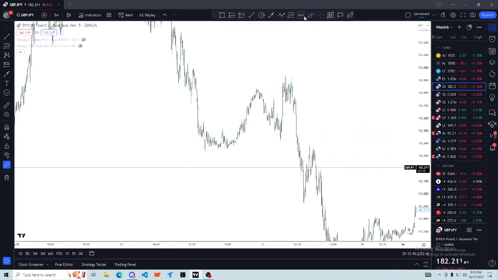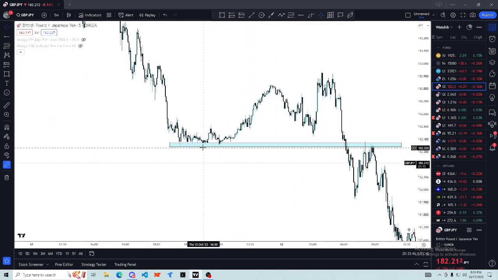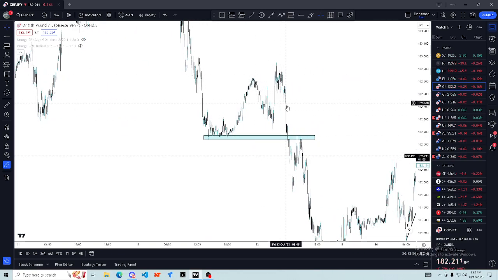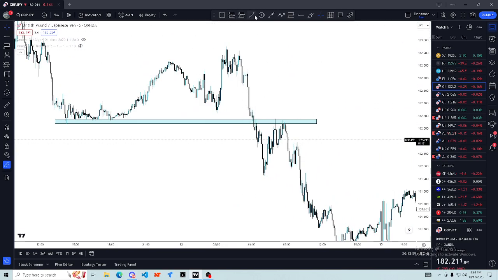You could also use breaks of support. You can see we had support there, multiple touches, 1, 2, 3, 4, 5, 6, 7, 8, 9, 10 touches there. You see we're able to come back down, and this is where premium and discounted pricing comes into play.